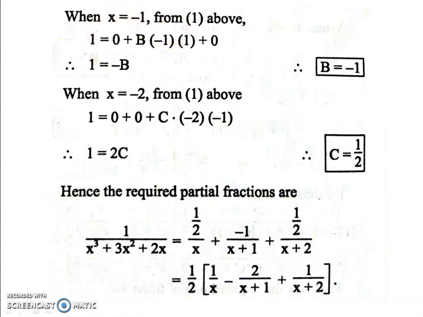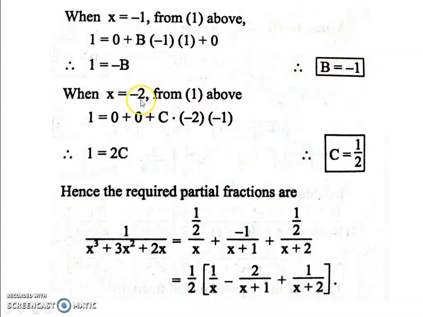Now we have to put x equal to minus 1. So we put x equal to minus 1, A and C become 0, and B is minus 1 into (minus 1 plus 1), that is minus 1 into 1 into B, so minus B. 1 remains the same. Minus 1 goes this side, so the final answer is B equal to minus 1.